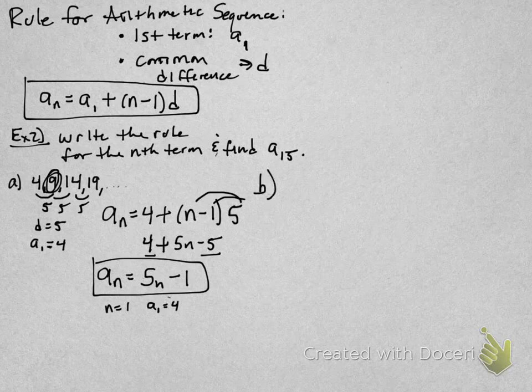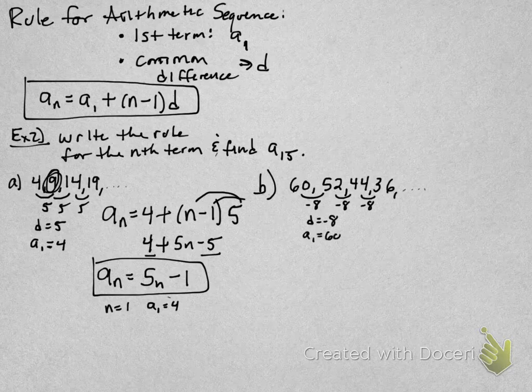Let's say I give you 60, 52, 44, 36, etc., etc., etc. Now you might notice this one's a little bit tricky. The difference in the terms here is actually negative. I'm subtracting 8 every single time I jump a term. That is still arithmetic. The common difference, d, is negative 8. My first term is 60.